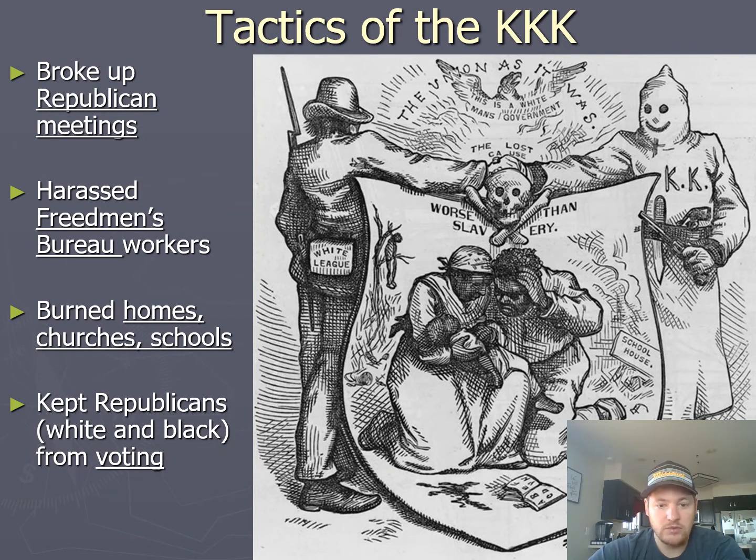Some of the tactics they would do is they would go to the Republican meetings. Remember, Republicans at this time are against slavery and they want to help free slaves. They're going to break up those meetings. They're going to harass the people who are working on the Freedmen's Bureau that we just talked about, the people that are helping out the former slaves. And they're going to burn homes, churches, and schools of slaves and of abolitionists or people that are helping out the former slaves. This kept Republicans, white and black, from voting as well. If there was a voting booth, the KKK would go and pretty much block any black or white person that is a Republican from voting, which is really going to screw things up.